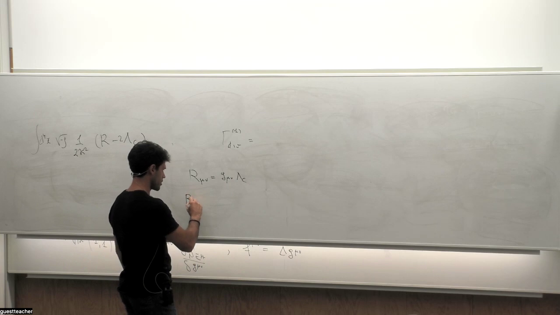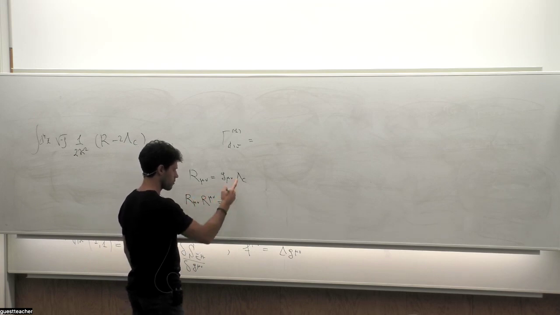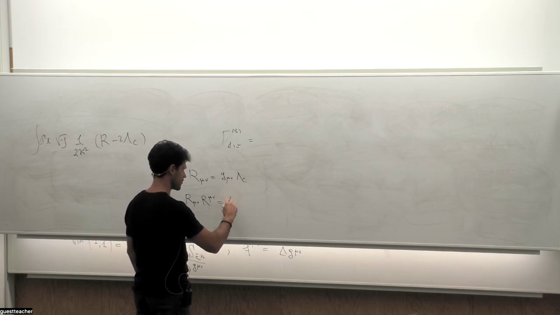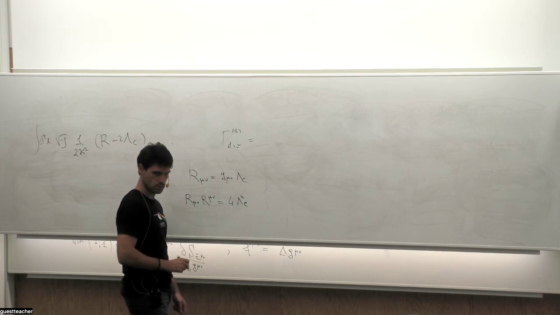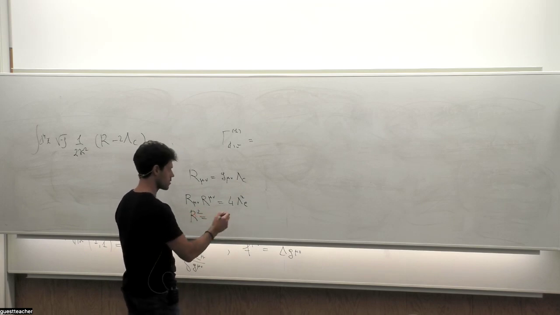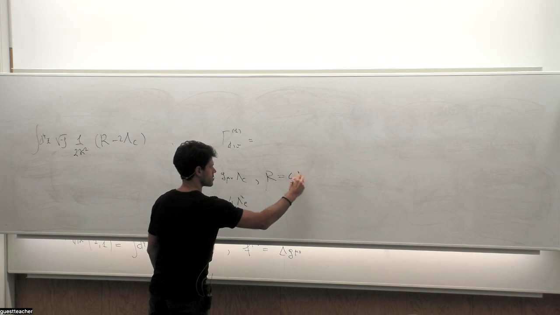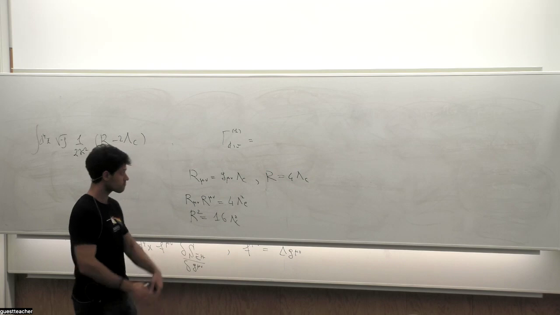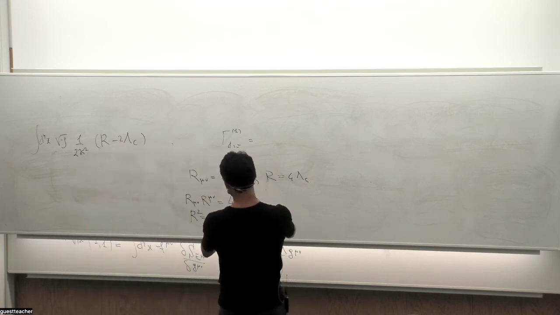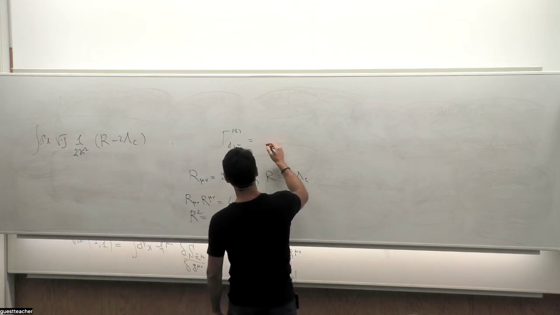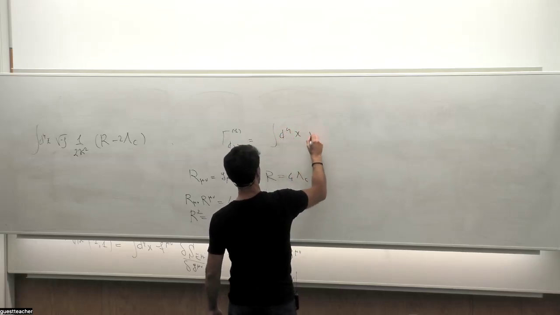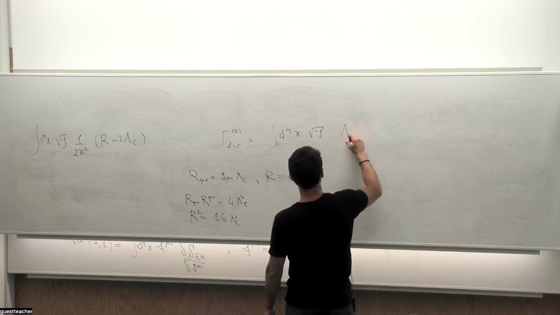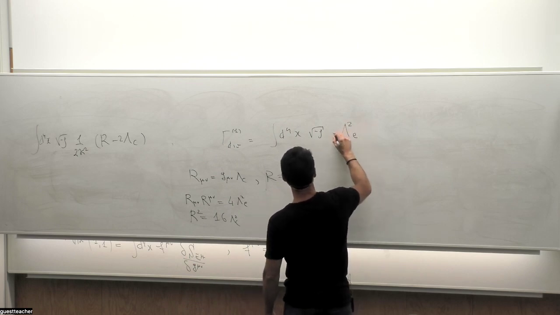So Ricci will be, what is this? G mu nu F4 lambda square and R square. So R will be 4 lambda C and R square will be 16 lambda C square. So it doesn't matter what, you will have some term that is proportional to just lambda square with some coefficients, call it C.